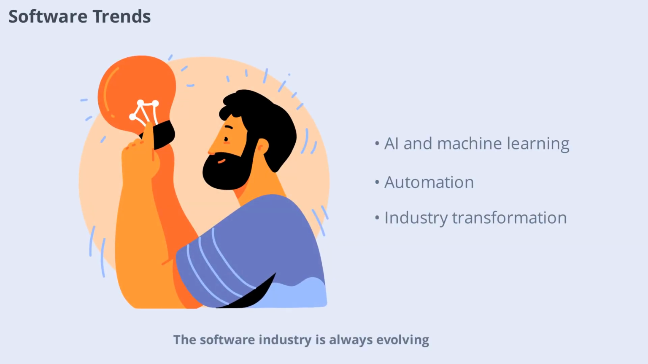Software industry is always evolving. Current trends include artificial intelligence, machine learning, and automation. These technologies are making software smarter and more capable, transforming industries and creating new opportunities for innovation. Staying informed about trends helps you make the most of new tools and features.